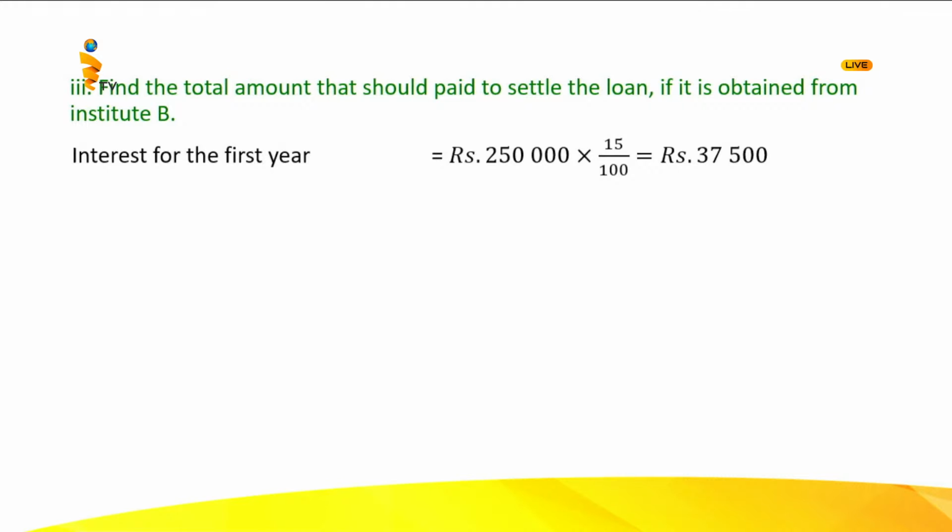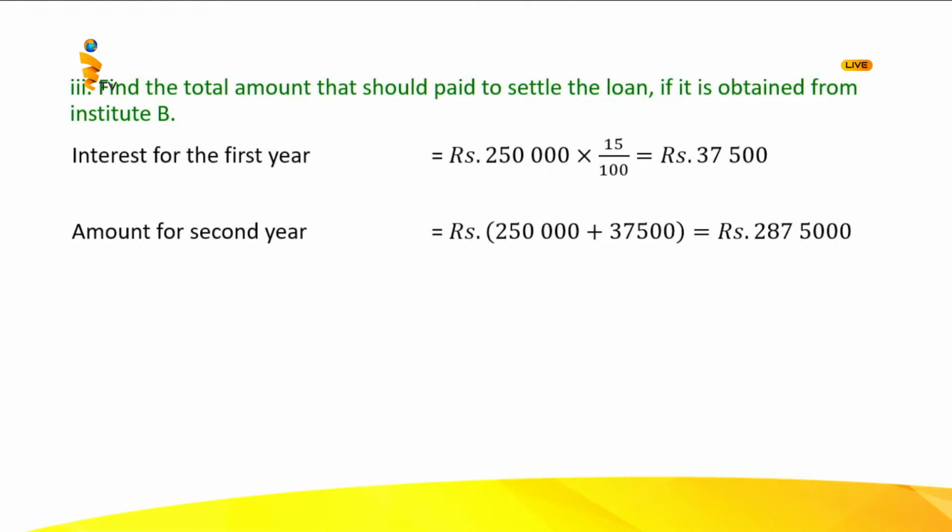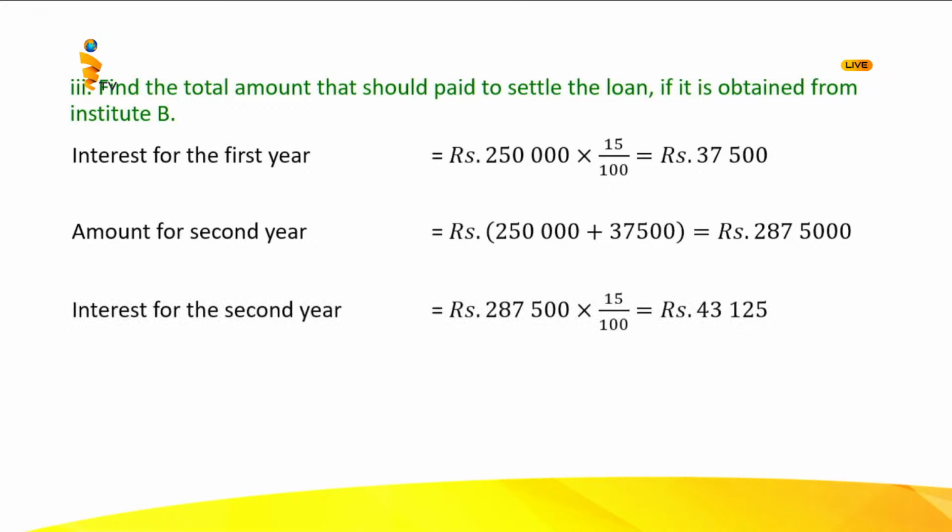So I have calculated interest for the first year: 250,000 rupees into 15 over 100. It will be 37,500 rupees. And the amount for the second year will be 250,000 plus 37,500. It will be 287,500 rupees. Here, I have added 3 zeros, it should be 2 zeros. The amount is 287,500 rupees.